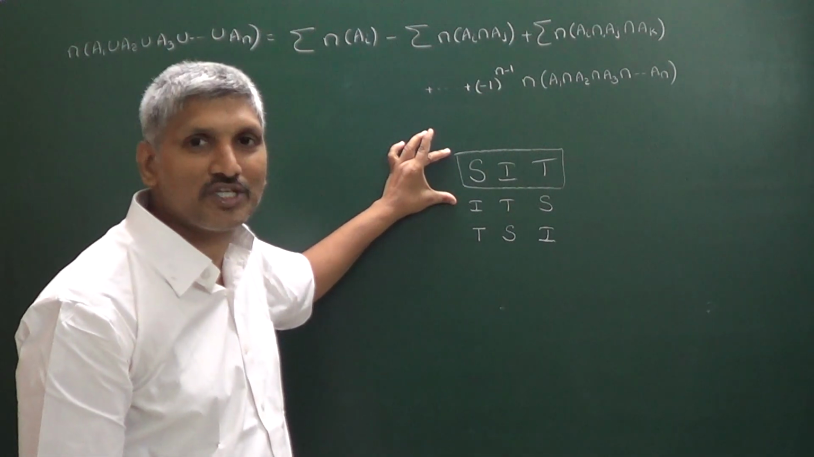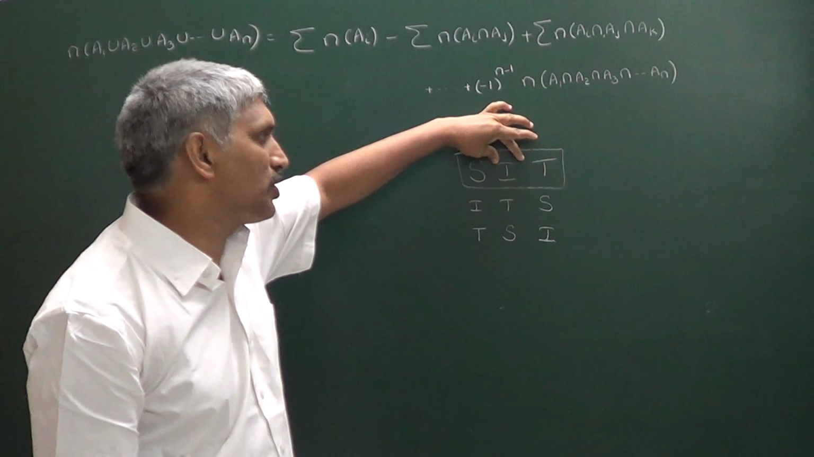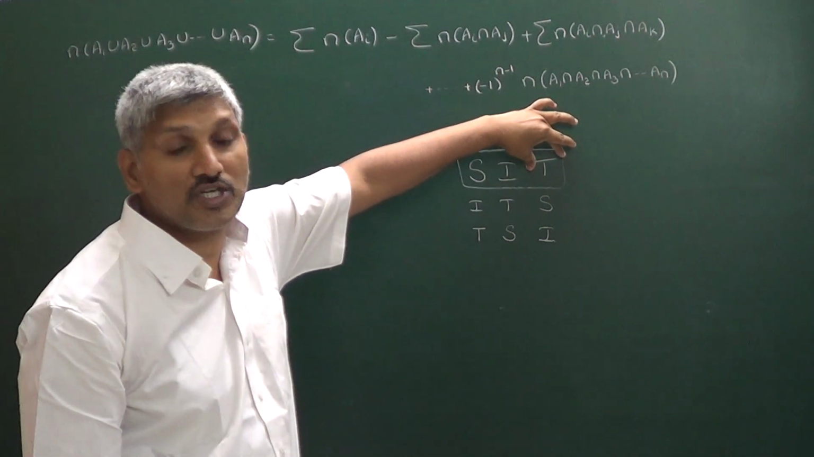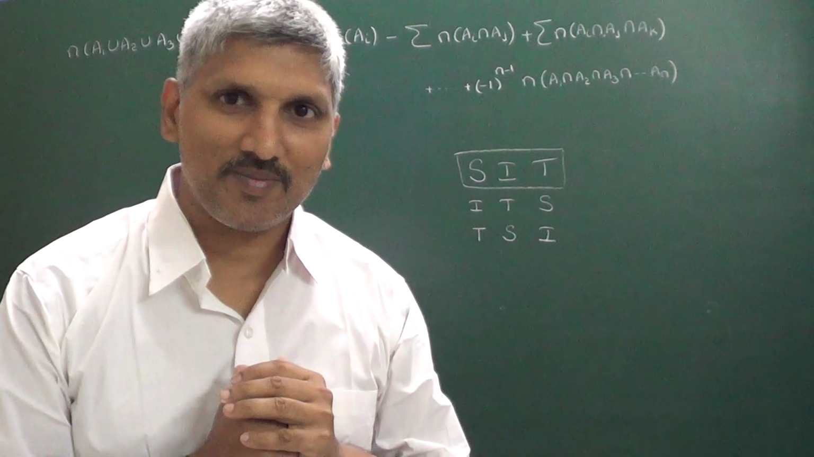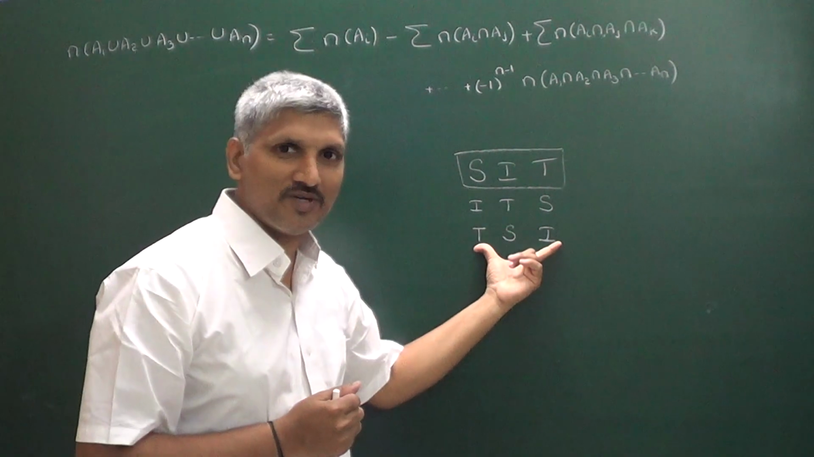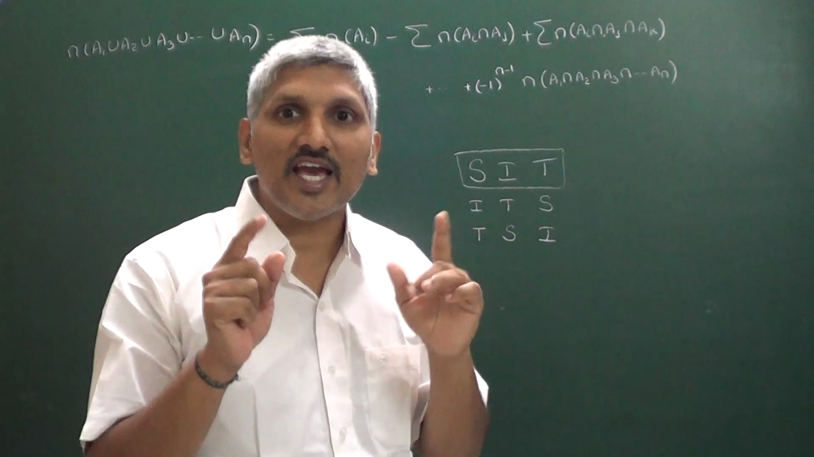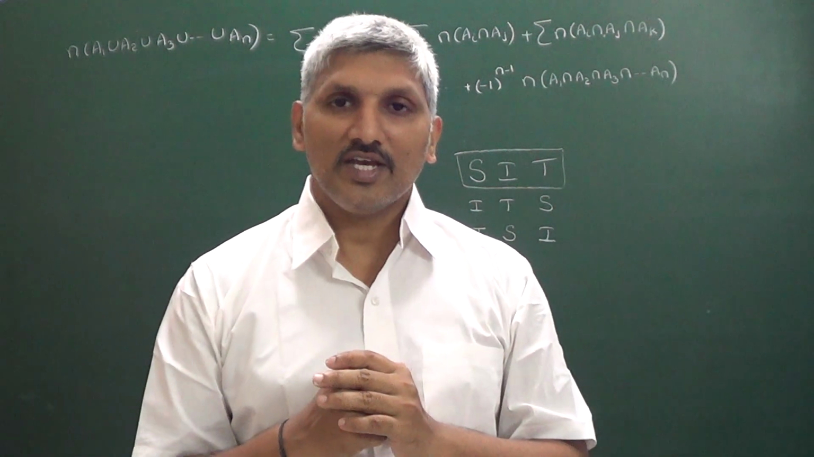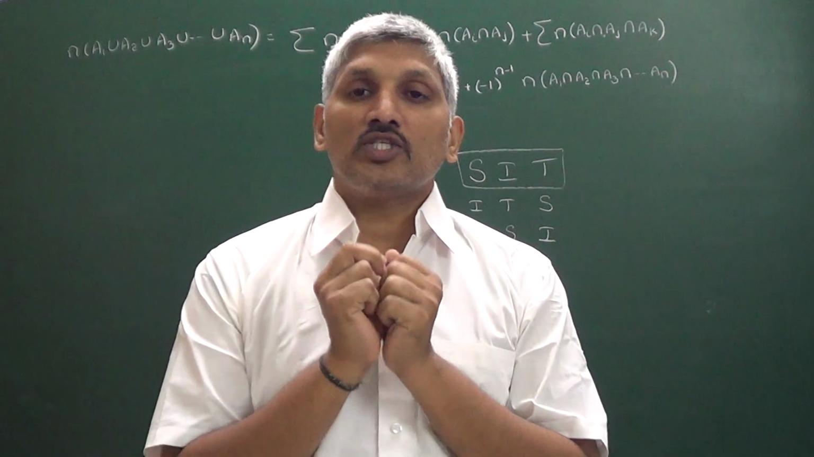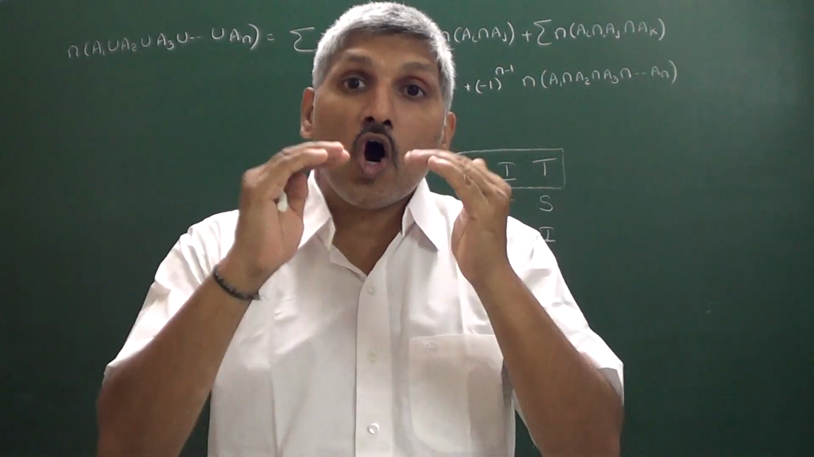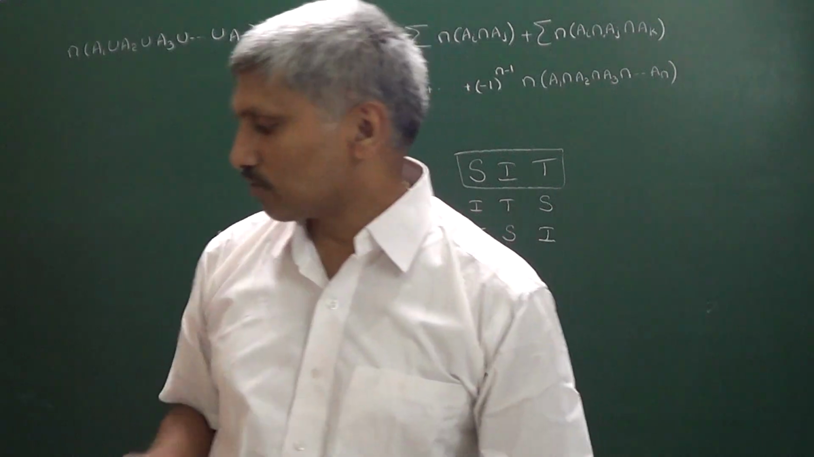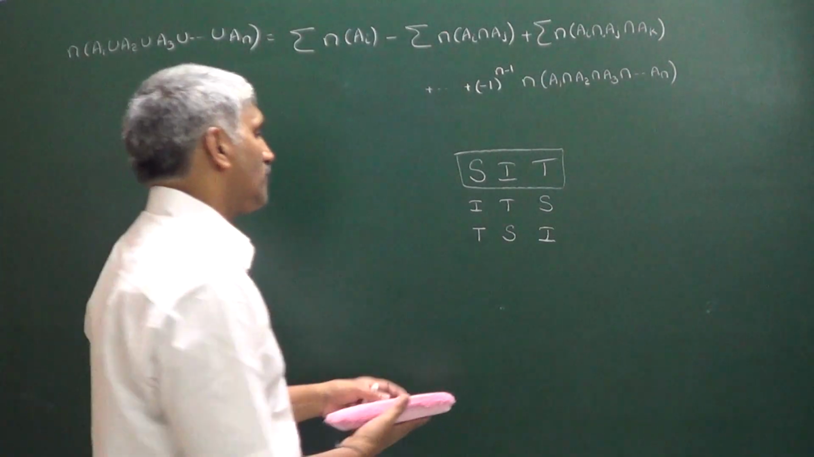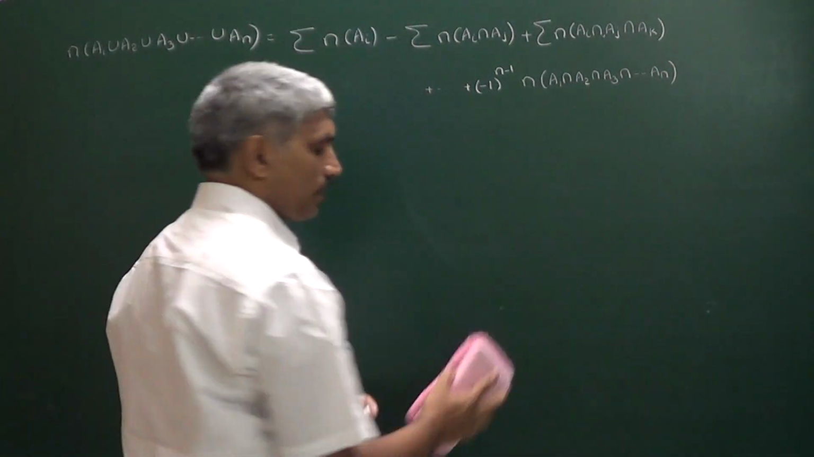This is the original position of S. This is the original position of I. This is the original position of T. No letter is there in its original position means these are the possibilities. That is derangement. So derangement means no letter, no object is in its original position. So how to find out the number of derangements?